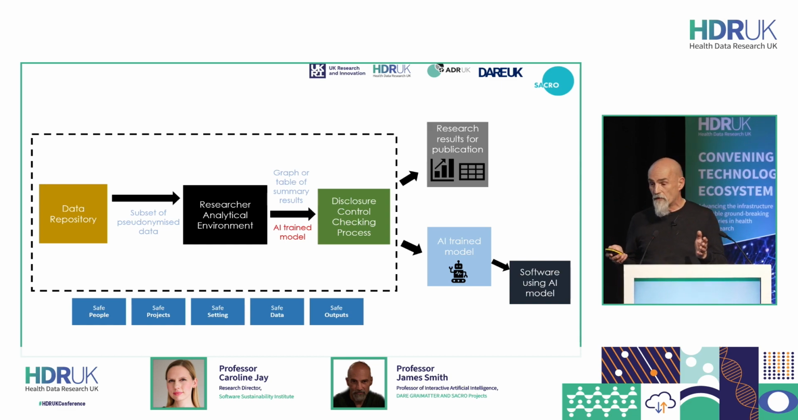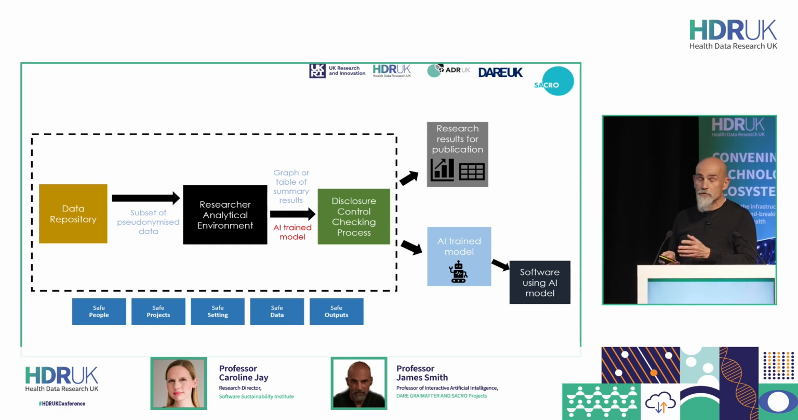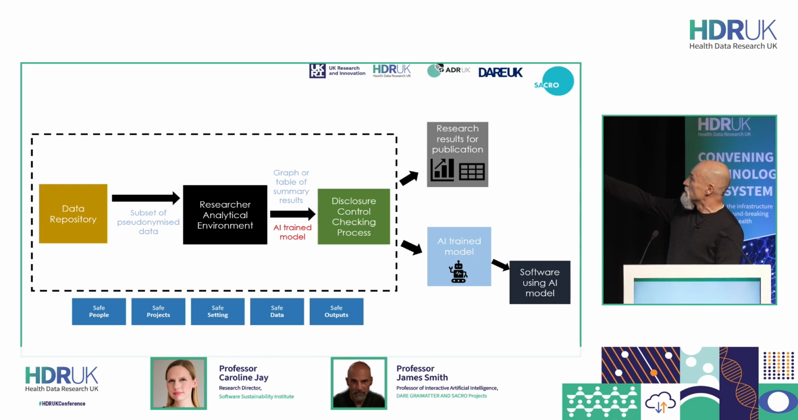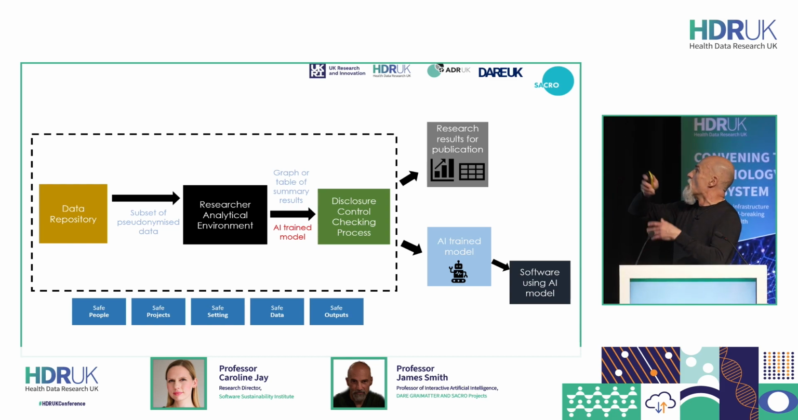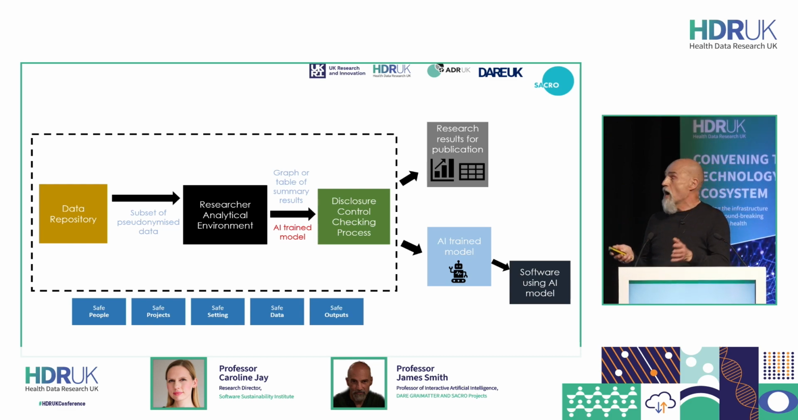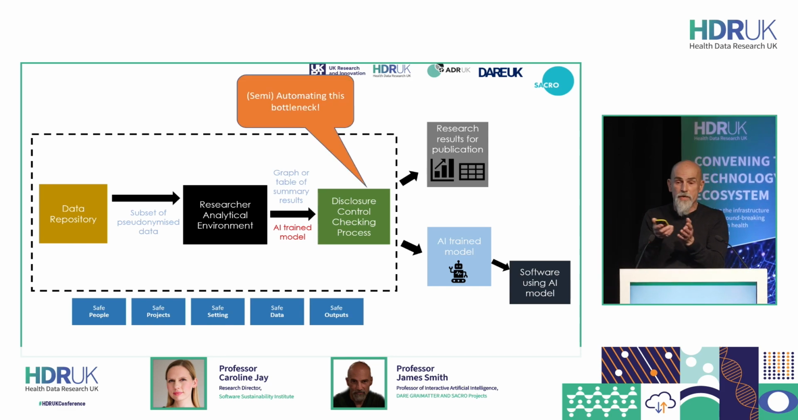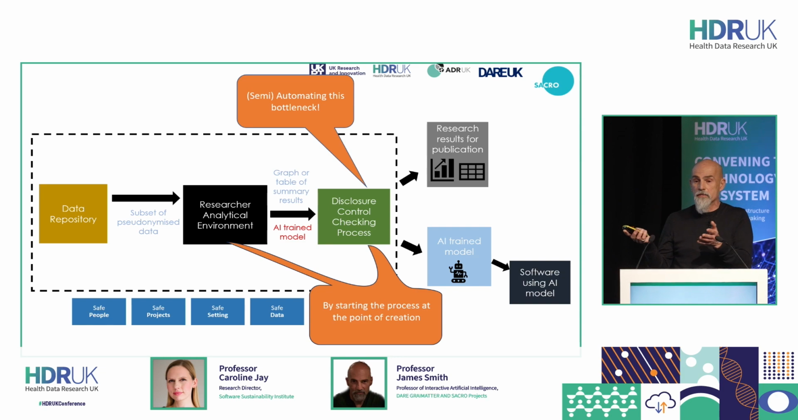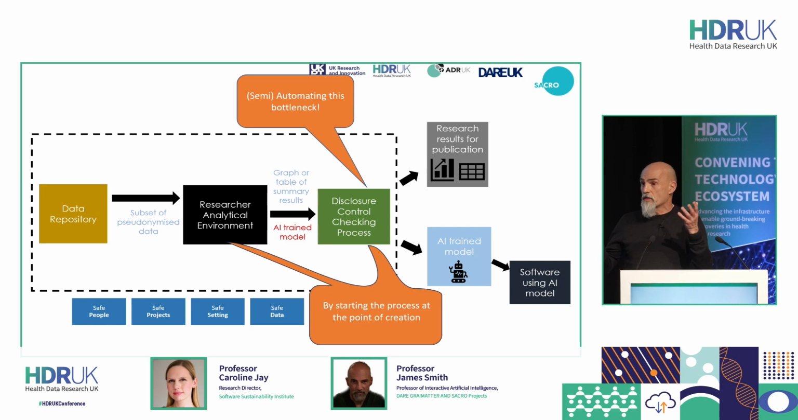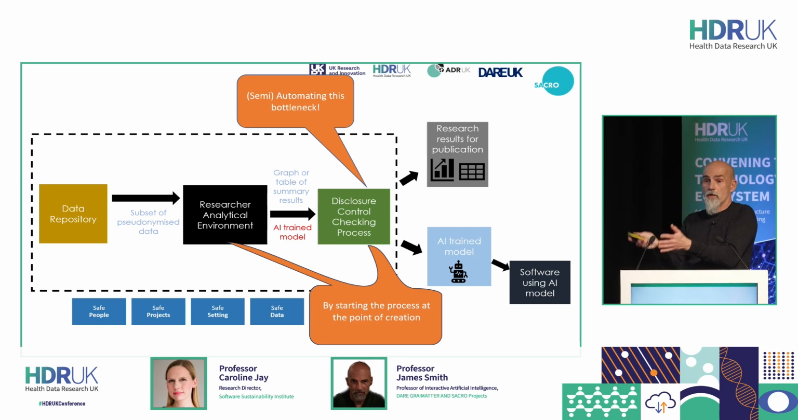So just to set the scene briefly, Andrew, I think, used this diagram yesterday. The dashed bit is our TRE. We've got researchers coming in, doing their research in the analytic environment, producing outputs to be disclosure checked, and then they go out into the outside world as tables, regression models, AI models, whatever. And we're looking at semi-automating that bottleneck, because when DARE in their landscape review asked TREs what their issues were, lots of them said, we've got a problem with people checking stuff, we've got huge, increasing volumes of stuff coming through.